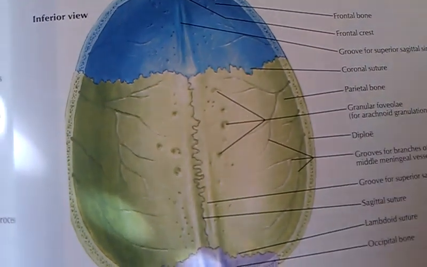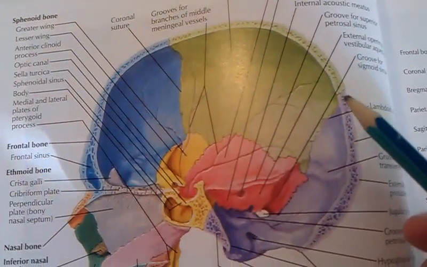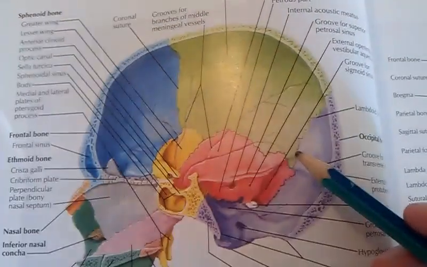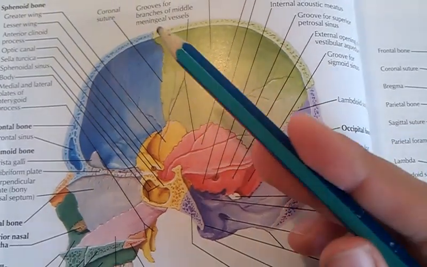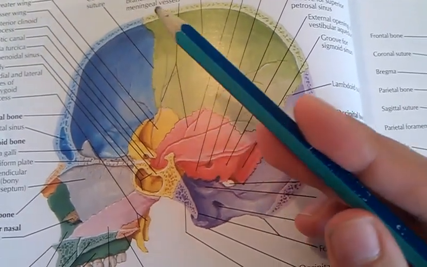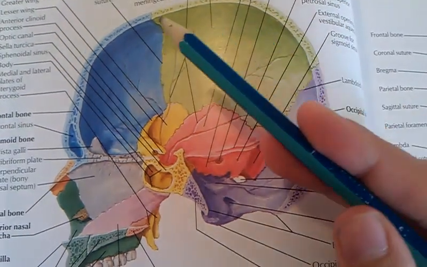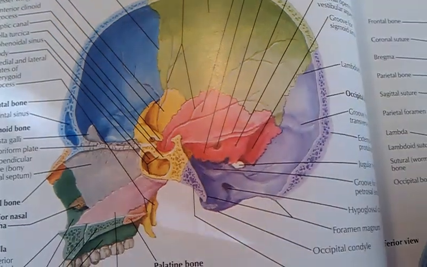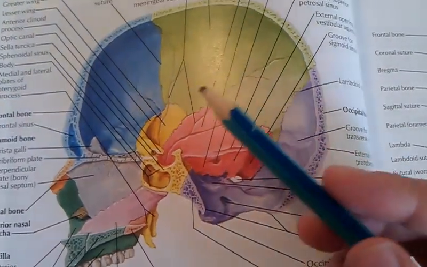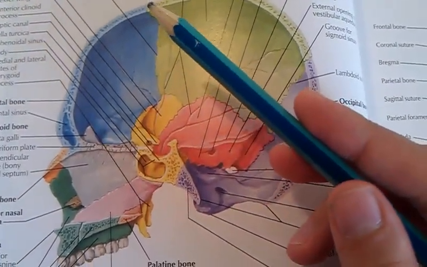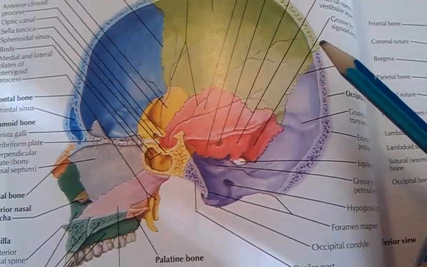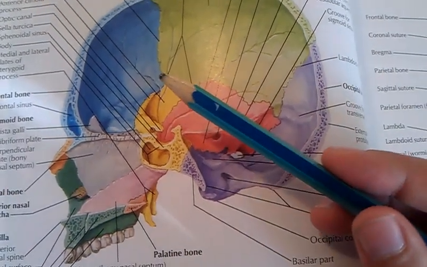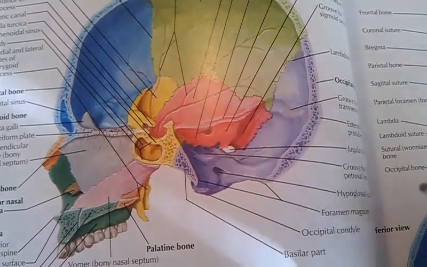The parietal bone has four margins. It has an occipital margin, a frontal margin, a sagittal margin between the parietal bones, and a squamous margin. And it has four angles: a frontal angle, an occipital angle, a sphenoidal angle, and a mastoid angle.